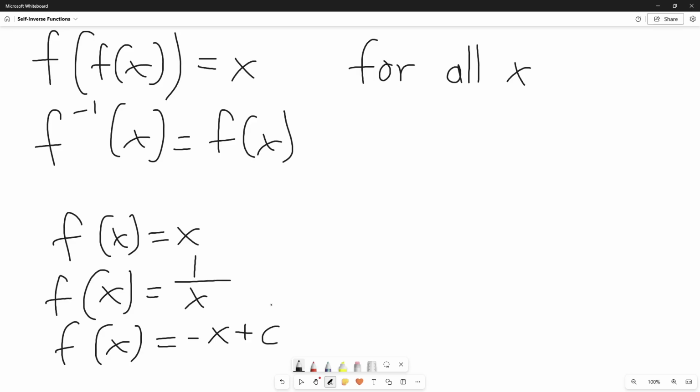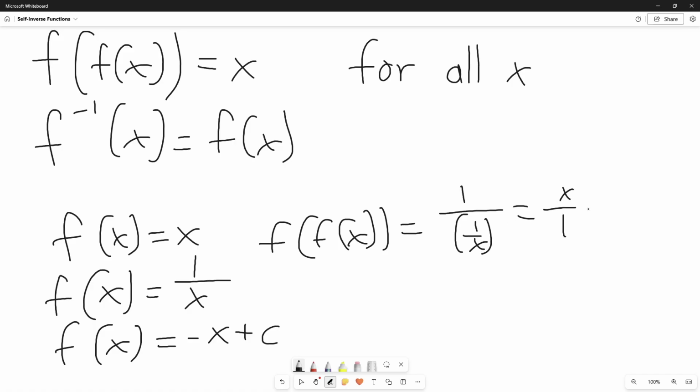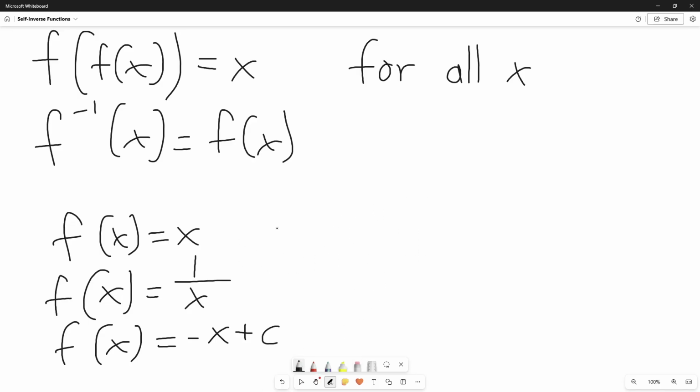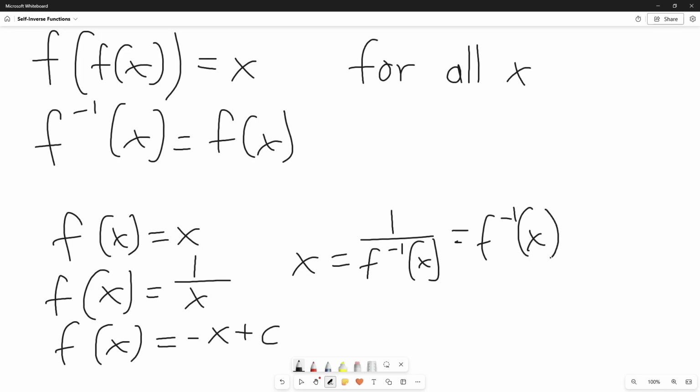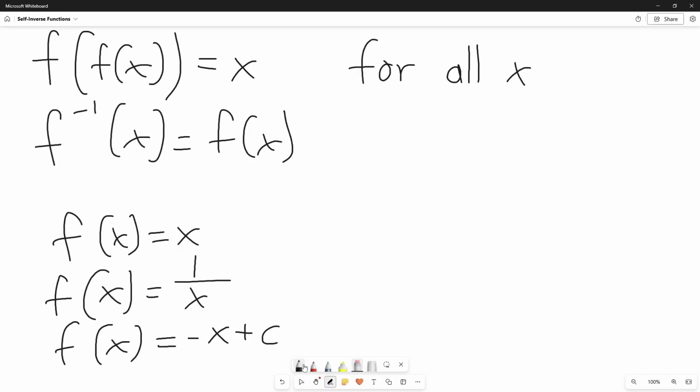And next one is f of x equals 1 over x. First, we check f of f of x, which is just 1 over 1 over x, and that is just x over 1, which is x. So that satisfies that requirement. And then we check the inverse. So x equals 1 over f inverse of x, and then f inverse equals 1 over x, which is equivalent to f of x. So that also satisfies both requirements, meaning that it's also self-inverse.